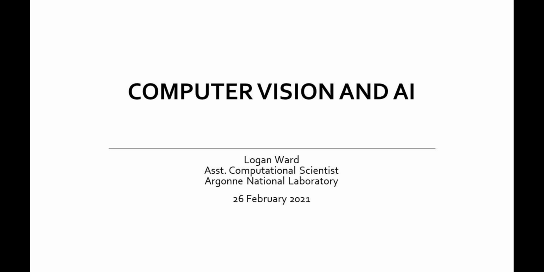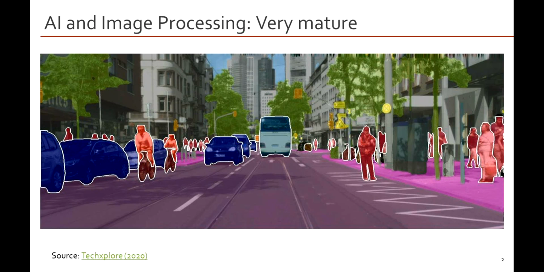Hello everyone. This presentation is going to be the first of two on an area within AI that's having a lot of impact on the way material science is performed, and that is computer vision. So the one overall theme that I want you guys to understand from computer vision is that this is a field that is extremely well studied.